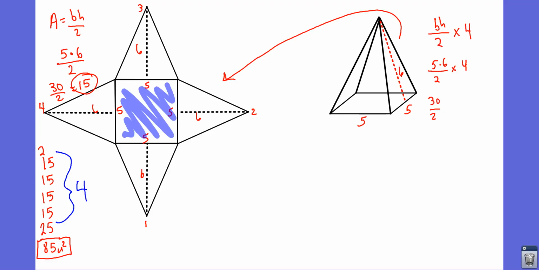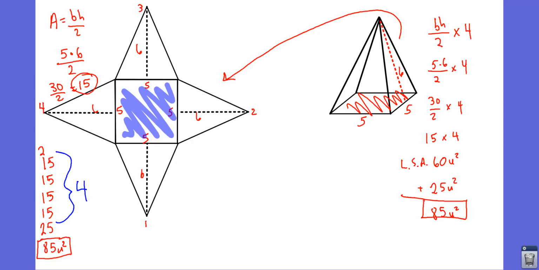So all these are multiplied by 4. That's 15 times 4, which gives you 60 square units. That's going to be your lateral surface area. That's just the sides. If you wanted to find the base, you do 5 times 5 again, which would give you 25 square units. Look at that, 85 square units all over again. So either way you do it, it's the same answer. I suppose it's just preference.